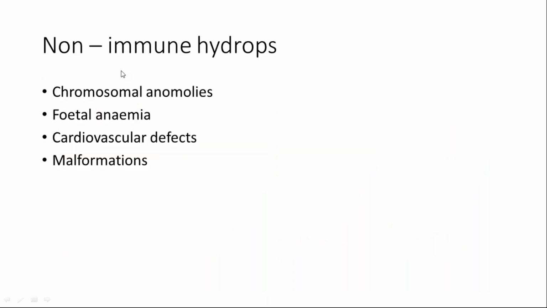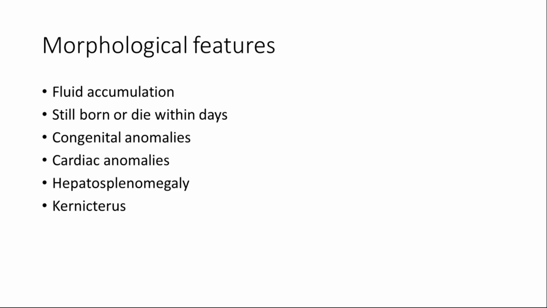Then coming to non-immune hydrops, that is not an antigen-antibody reaction. These are some of the causes of non-immune hydrops: chromosomal anomalies, fetal anemia, cardiovascular anomalies, and any malformations. So fetal hydrops is either immune hydrops or non-immune hydrops. Immune is due to antigen-antibody reactions, either due to RH or ABO incompatibility. Non-immune is due to chromosomal or congenital malformations or anomalies.